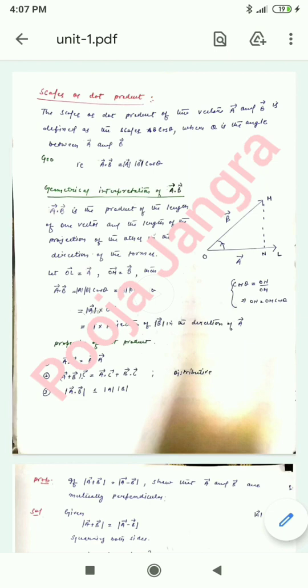There are some properties of the scalar product, or you can say dot product. The first property is A dot B is equal to B dot A. The second property is A plus B dot C is equal to A dot C plus B dot C, which is called the distributive law. The third one is the magnitude of A dot B is less than or equal to the magnitude of A times the magnitude of B. These three are properties of the dot product.